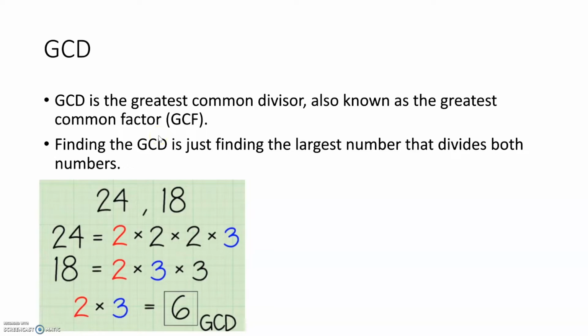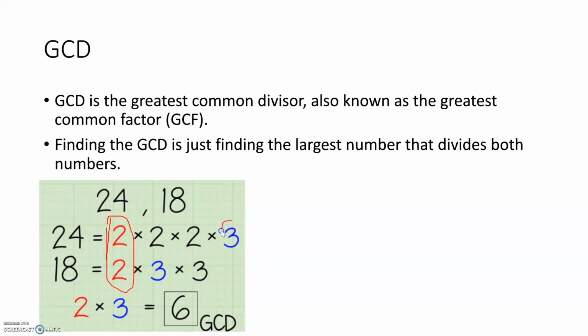GCD. GCD is the greatest common divisor, also known as the greatest common factor. Finding the GCD is just finding the largest number that divides both numbers. As we can see here, we are trying to find the GCD of 24 and 18. If we find the prime factorization of both numbers, we can see that this 2 is shared by both, meaning that they are both divisible by 2.